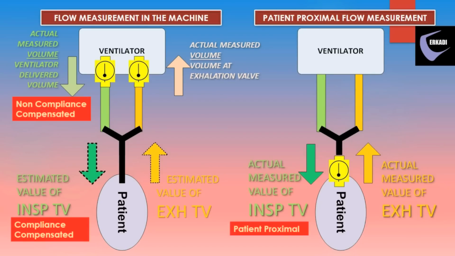Then there are those that are patient proximal. The inspiratory and exhale tidal volumes have differing meanings in each system. Understanding this is important as flow and volumes affect the direction of therapy and its safety profoundly. The proximal flow sensor gives the more intuitively understood data. The in-machine measurements require secondary reinterpretation of all the data by the user.